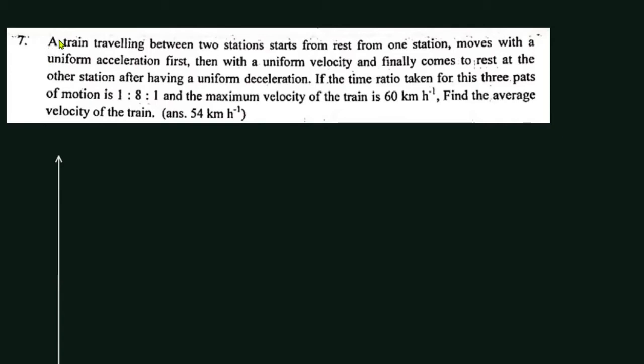It says a train traveling between two stations. This is regarding a train which is traveling between two stations. It starts from rest. We need to remember that it starts from rest, moves with a uniform acceleration first, and then a uniform velocity, and finally comes to rest at the other station having a uniform deceleration. If the time ratio taken for these three paths is 1:8:1, and the maximum velocity is 60 kilometers per hour, find the average velocity of the train.